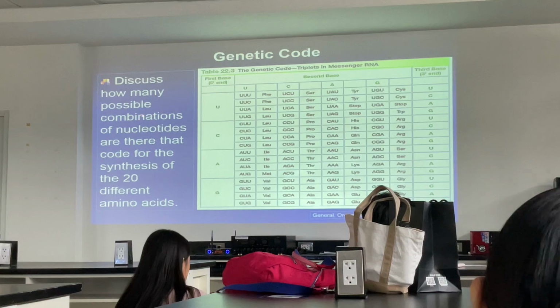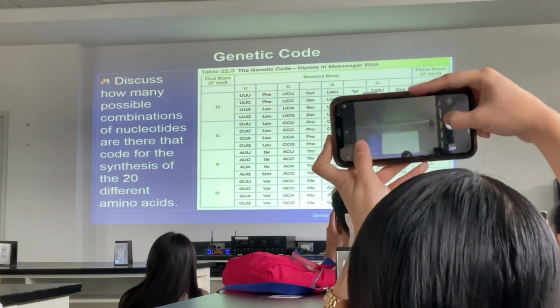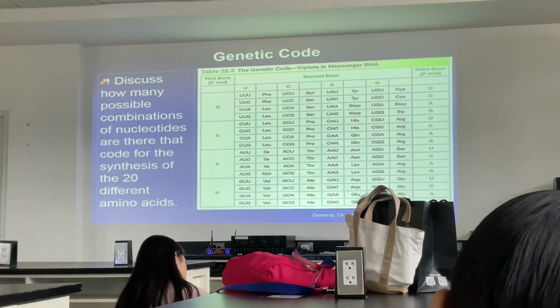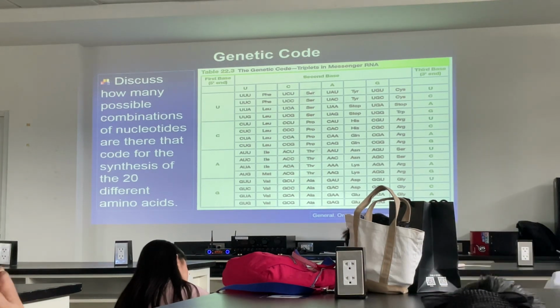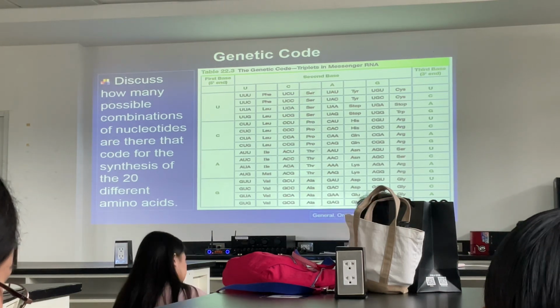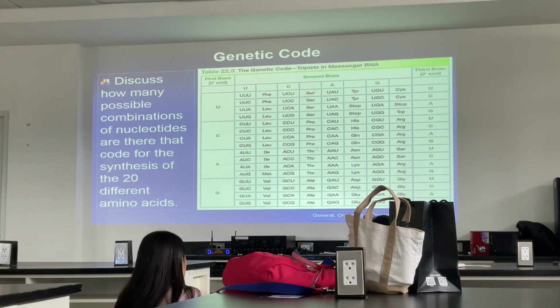Discuss how many possible combinations of nucleotides are there that can code for the synthesis of the 20 different amino acids. Now, in an mRNA molecule, how many nucleotides are utilized in the synthesis of the mRNA molecule? How many nucleotides? 8. Okay, very good. There are only 4 nucleotides.